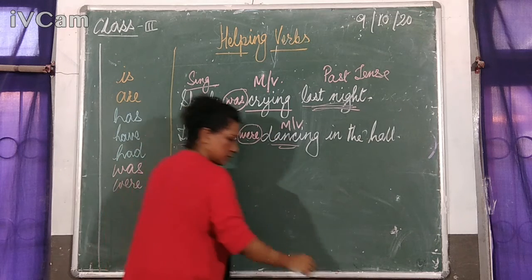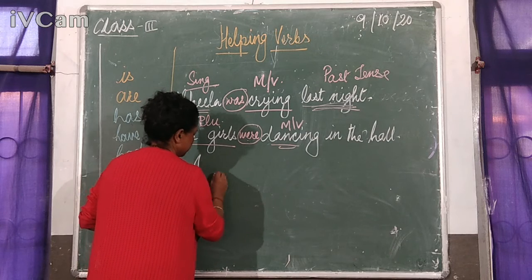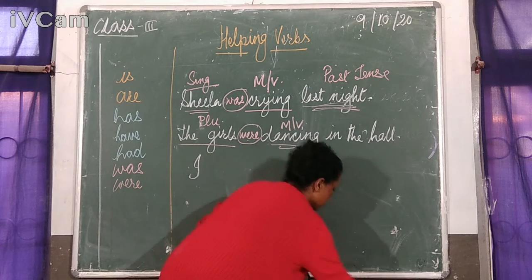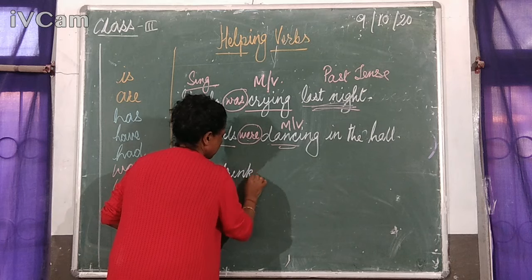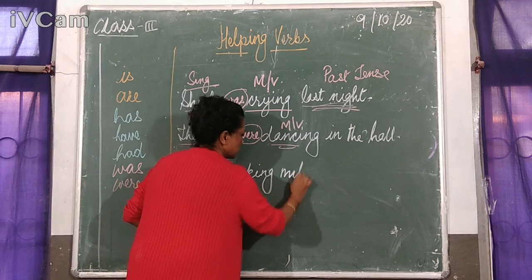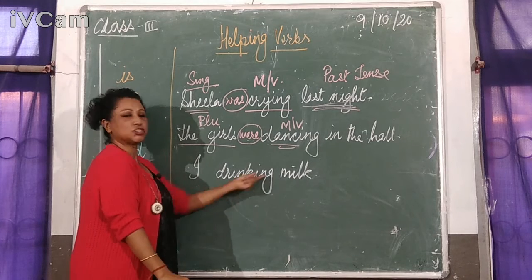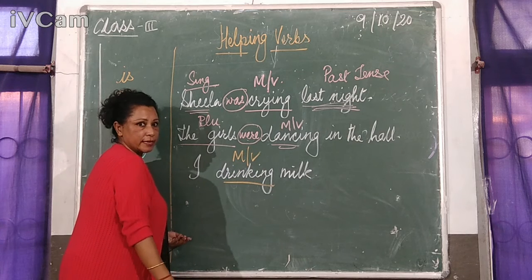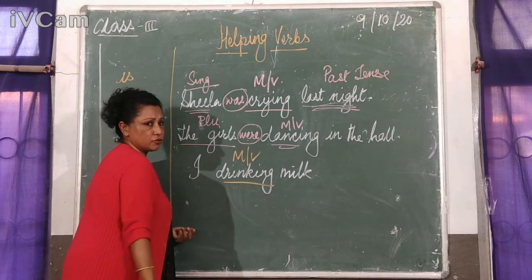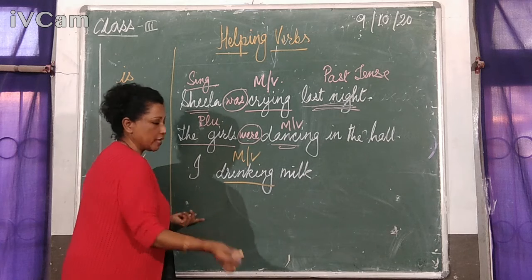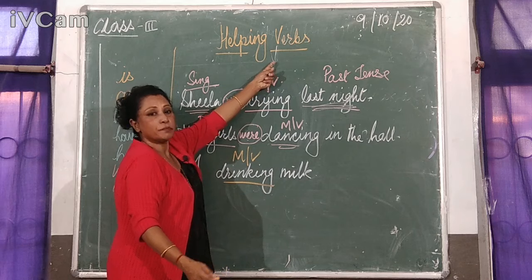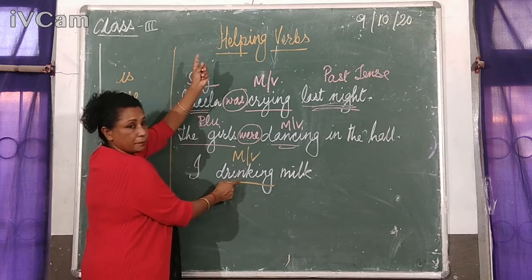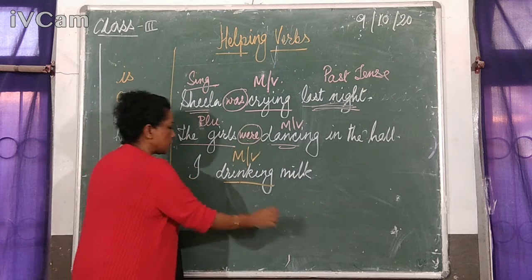And one more sentence. Now look here. I drinking milk. Which is the verb here? The main verb is drinking, isn't it? So, I drinking milk. Is it right? You will understand, but not completely. So you need a helping verb to help the main verb make the sentence complete. All right, children? So which word will you use?